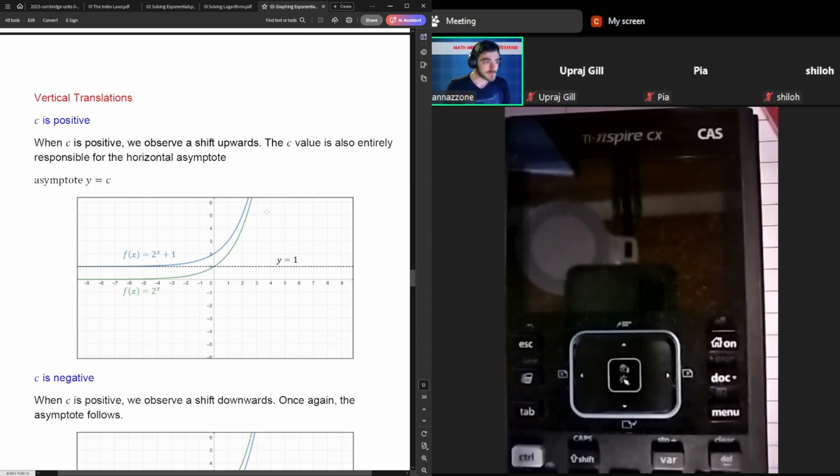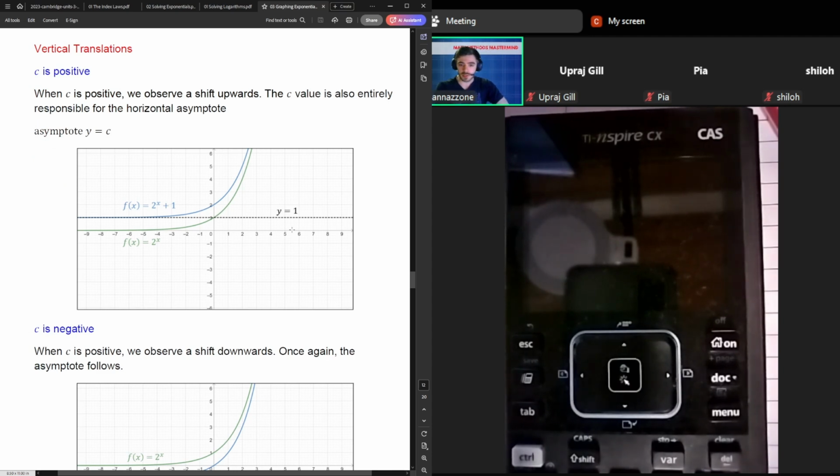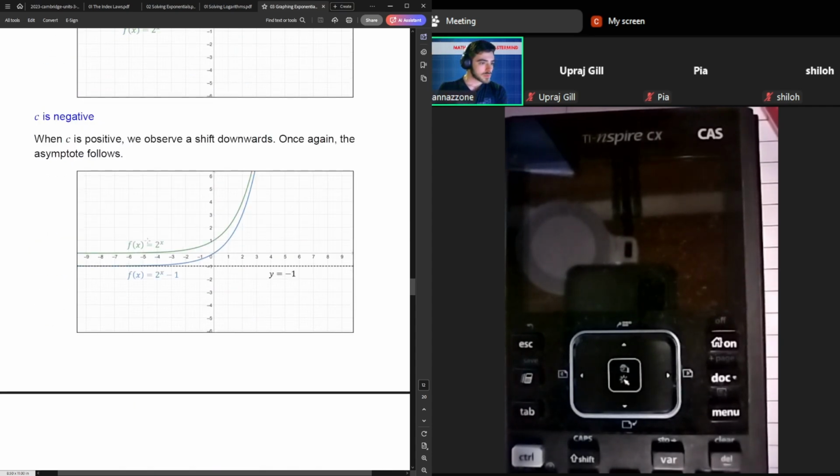Vertical translations matter a fair bit more, because when you're drawing this by hand, you are required to label your asymptote. So if I have a +1 out the front, I'm shifting up by 1, and that's also going to bring the asymptote up with it. Normally there's an asymptote at y equals 0. When you shift up by 1, you now have an asymptote at y equals 1. As for negative, if you shift down by 1, so function minus 1, your asymptote is going to go down by 1. So y equals -1.